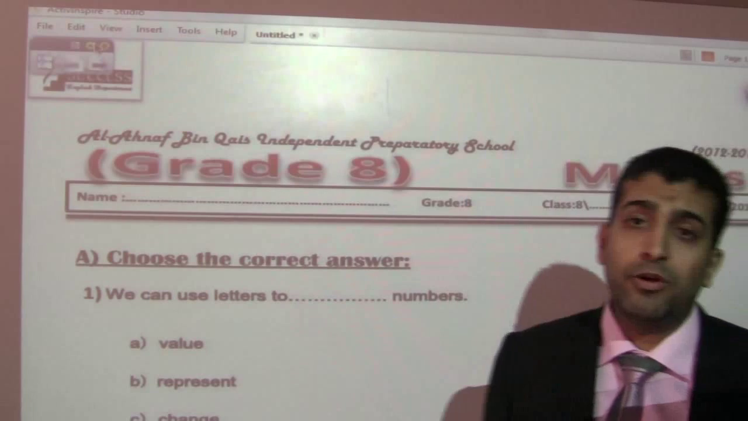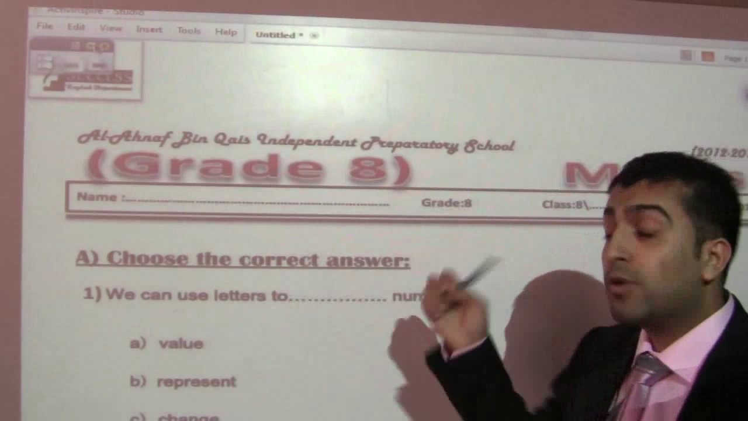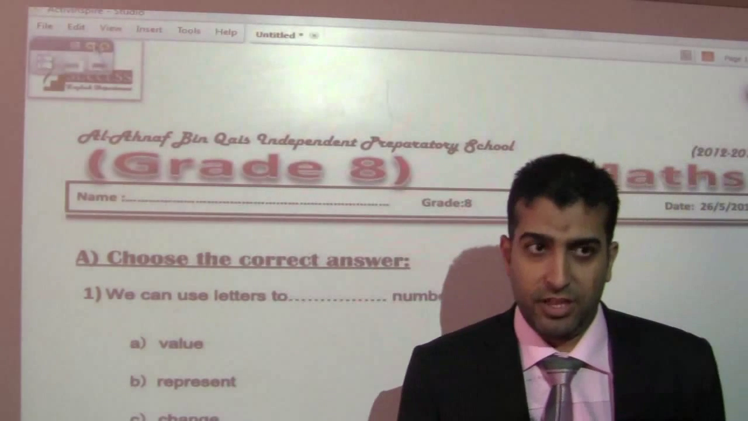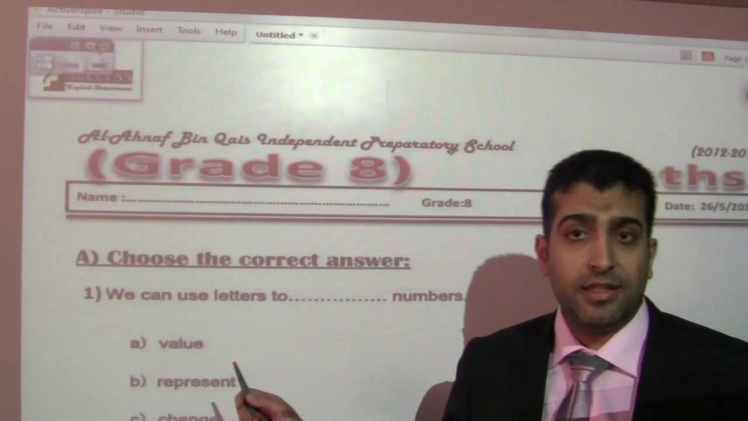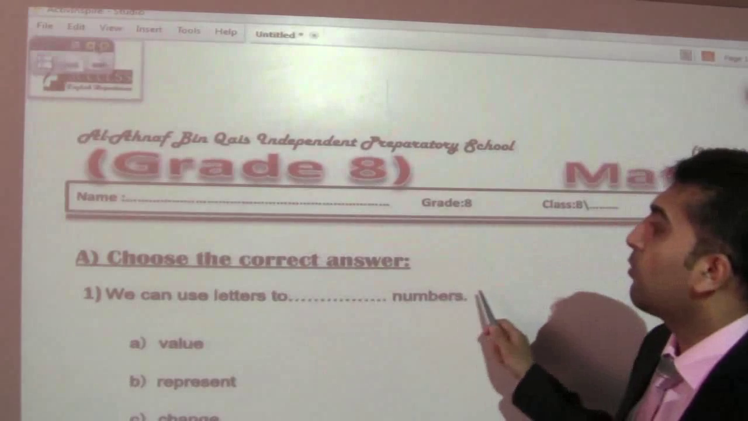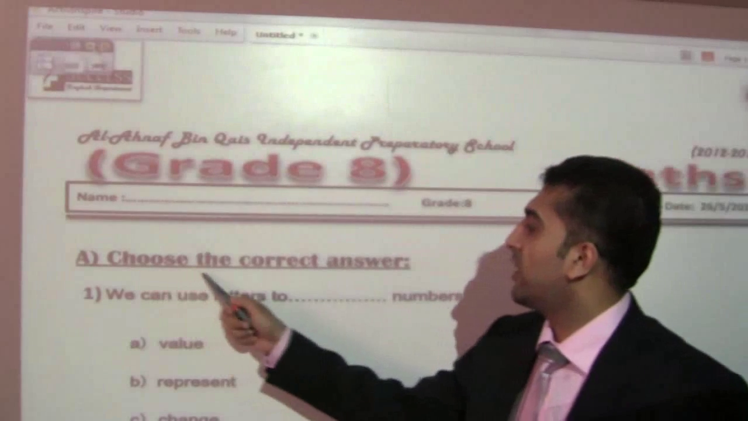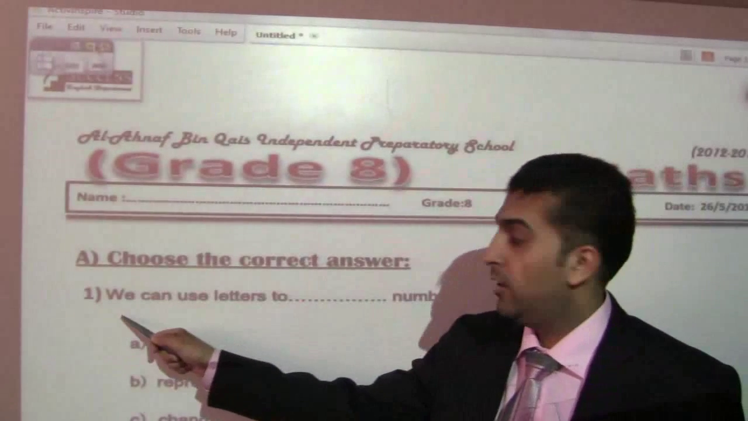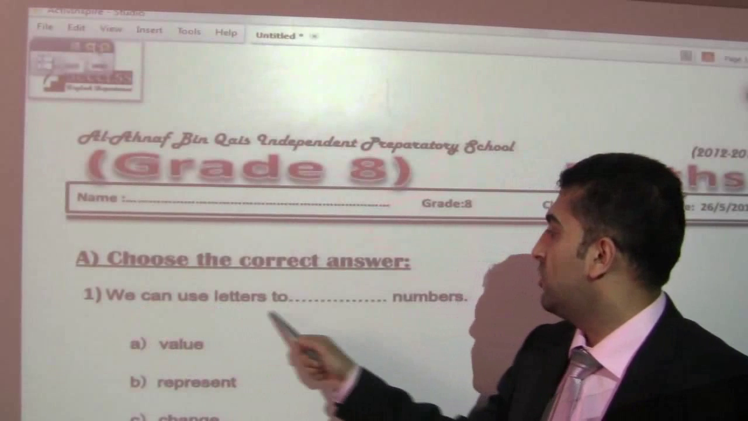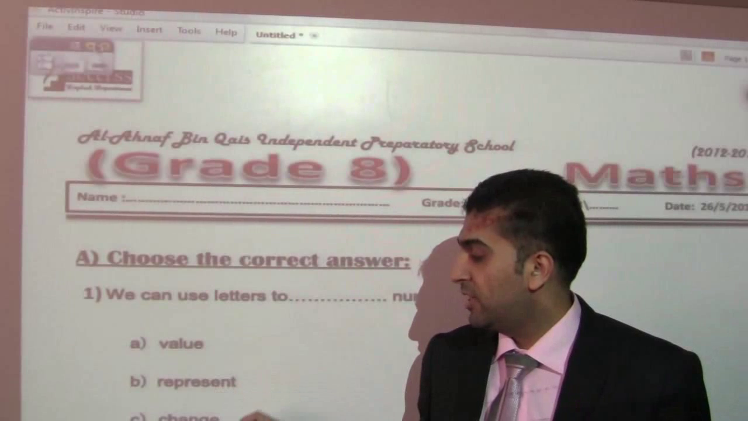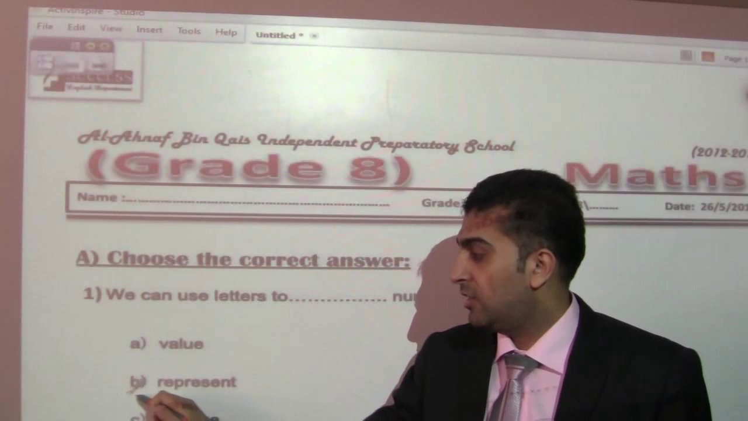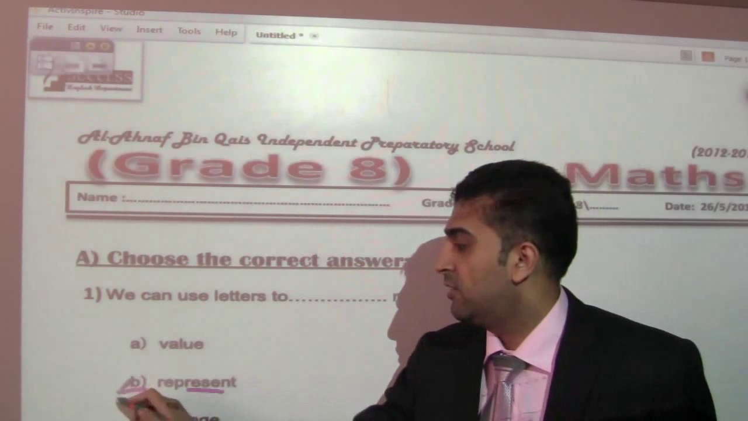Today, inshallah, we will revise some questions about our scientific English for cerebral, including the first term and second term. Question number A, choose the correct answer. Number 1, we can use letters to space numbers, value, represent, or change. As you know, it's represent.